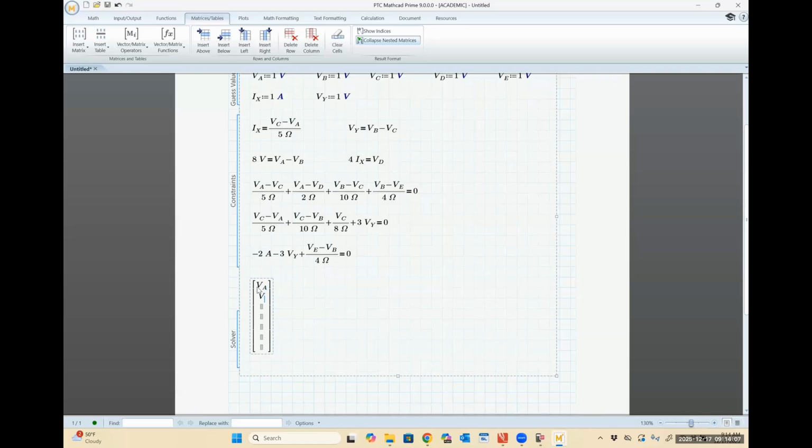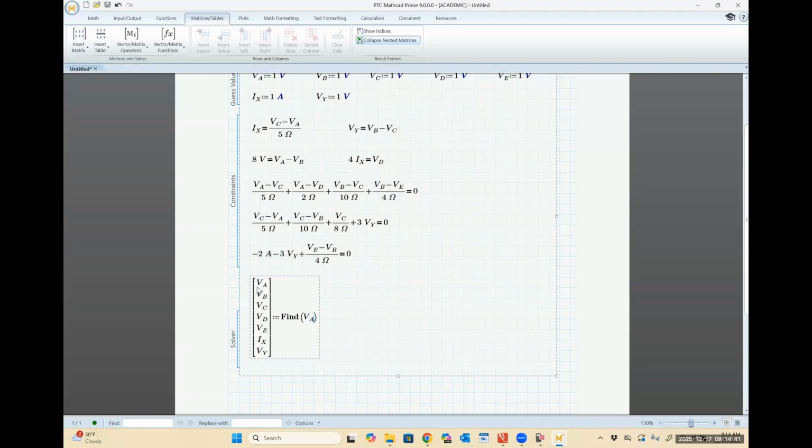So VA, VB, VC, VD, VE, IX, and VY. And then I'm going to do shift colon for that equal sign that we used up above in the guess values section. And I'm going to type Find. I think it doesn't matter if you do uppercase F or lowercase f. I'm just in the habit of doing uppercase F. And then I'm going to type in all those variables again, separated by commas.